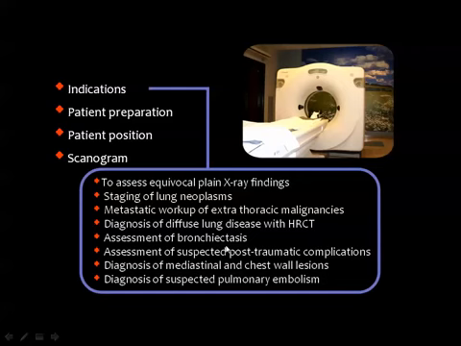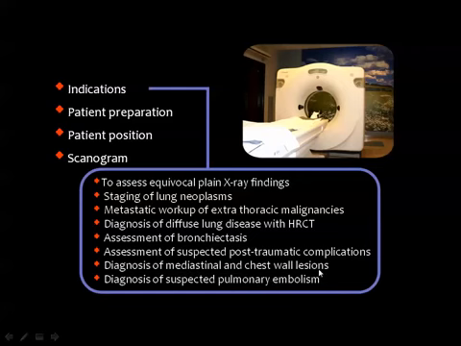Assessment of bronchiectasis, and this is the role now of CT, because the very old obsolete technique of bronchography has been cancelled from the diagnostic tools. And the assessment of post-traumatic complications is now one of the purposes of CT. Diagnosis of mediastinal and chest wall pathology, and we have a full lecture about mediastinal pathology and another lecture about the chest wall lesions.